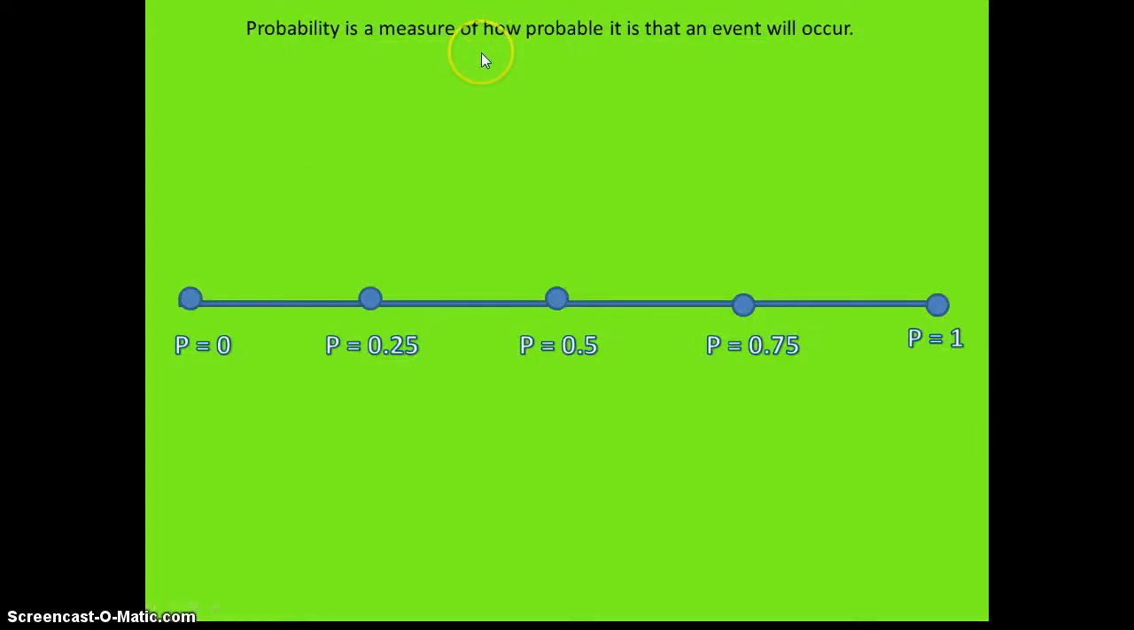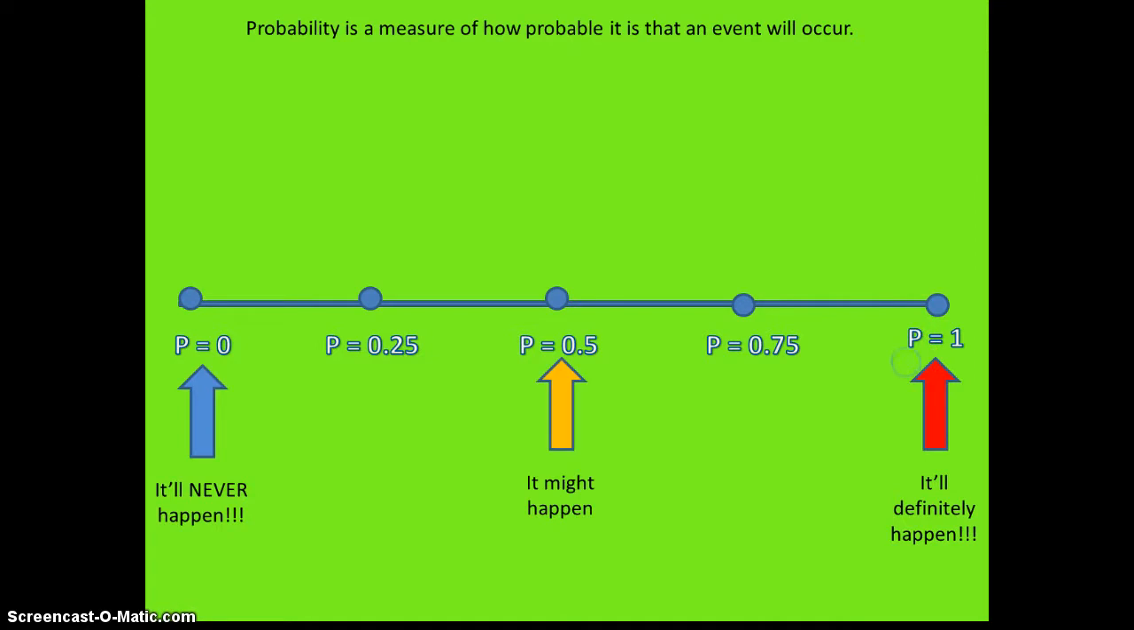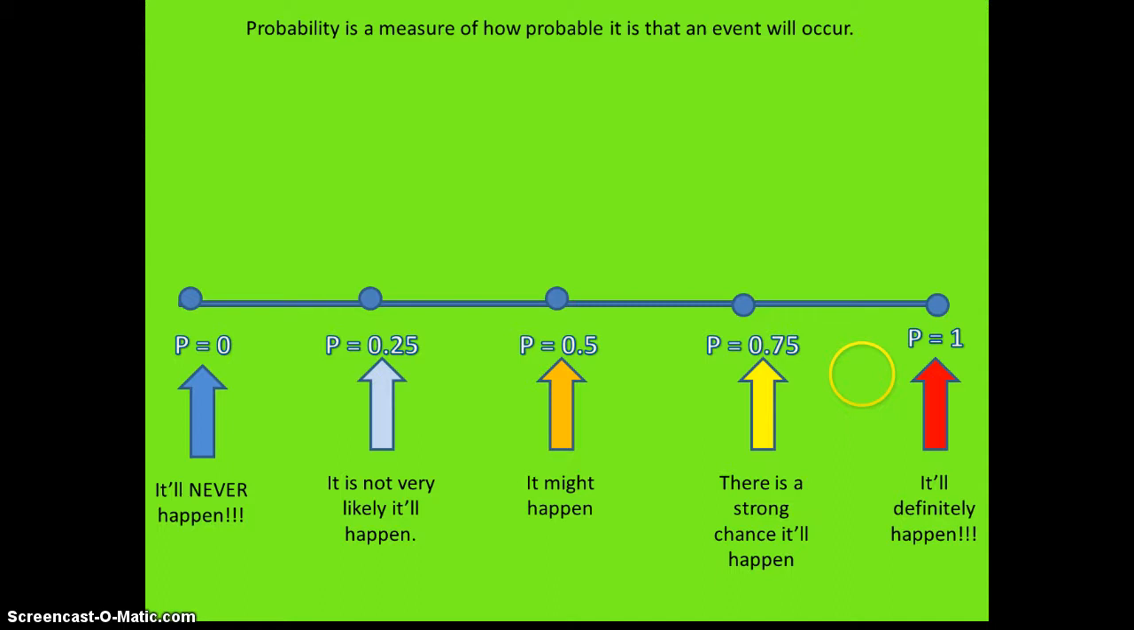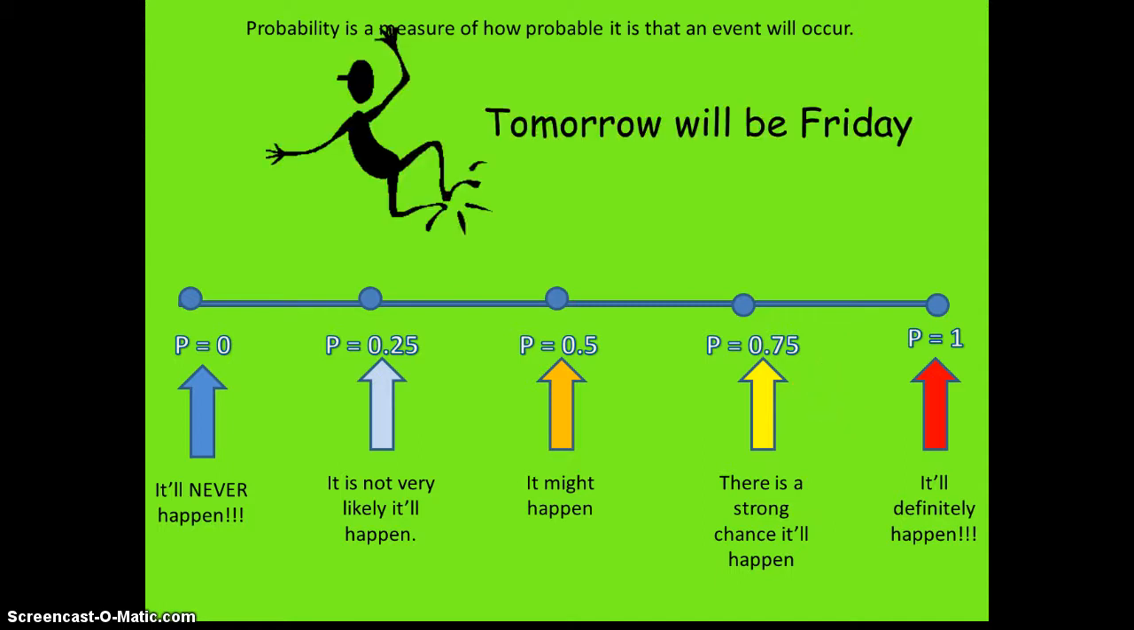Probability is a measure of how probable it is an event will occur, and probabilities usually range between 0 and 1, or 0% and 100%. If its probability is 1 or 100%, it's definitely going to happen. If it's 0, it's not going to happen ever. If it's a half or 50%, it might happen. Then you have 75 hundredths, or 3/4 or 75%. There's a strong chance. 25 hundredths, 25%, 1/4. It's not very likely to happen, but it could happen.